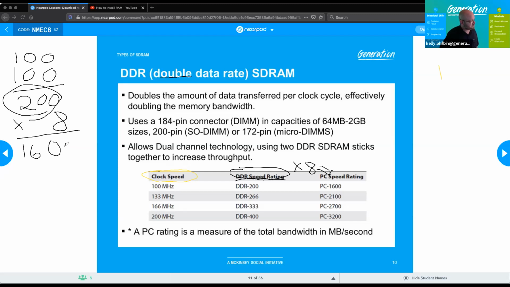1600. Make sense? It makes sense on how you got the PC speed rating. All right, so let's do this.